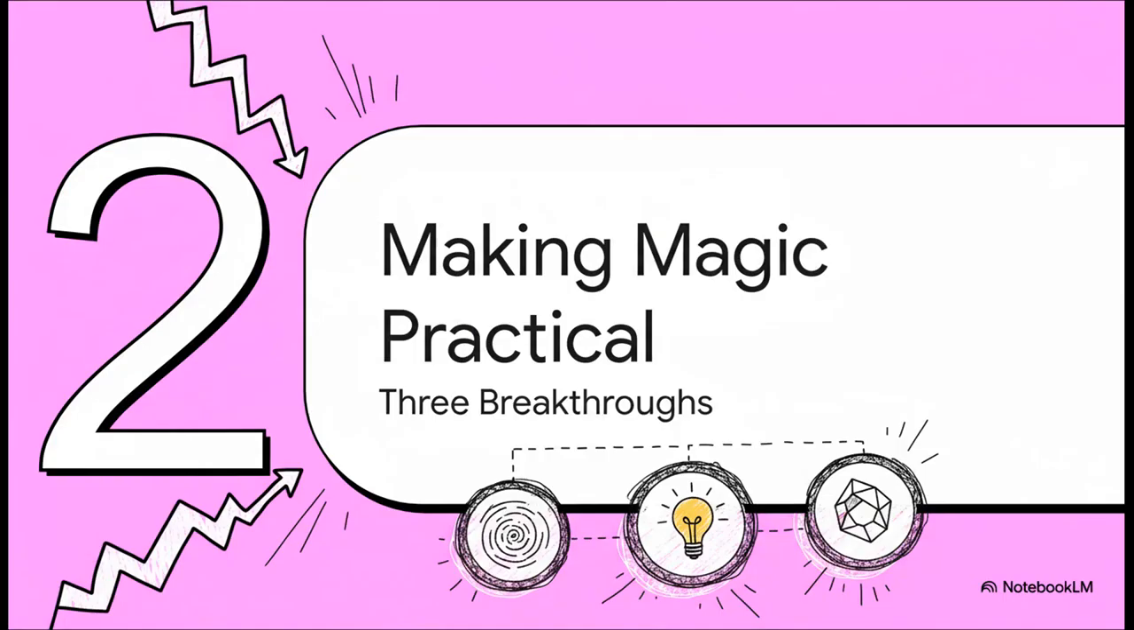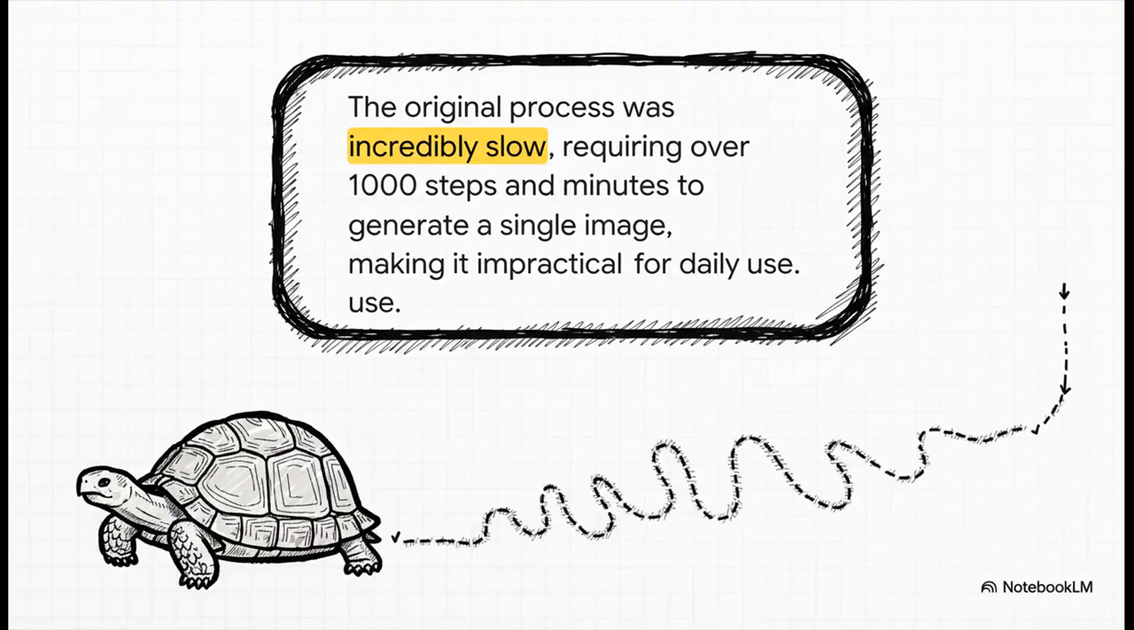Now, that core idea is brilliant, but turning it from a cool theory into the crazy powerful tools we have today, well, that meant solving three really big problems. Let's break them down. First up, speed, or, well, the lack of it. The original method was just painfully slow. To get one single image, you'd need more than 1,000 of those little denoising steps. It could take minutes, which is fascinating for research, but not super useful for the rest of us.